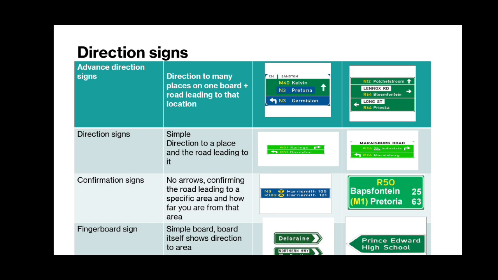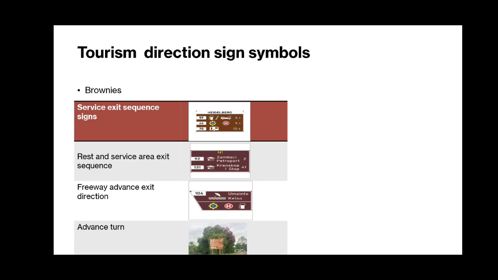Okay, so the color code: green is for highways and long routes, white is for local roads, and blue is for information or services. Moving on, we have tourism direction signs, what I personally like to call the brownies. These are brown rectangular signs that point towards tourist attractions, natural sites, or recreational areas. They're designed to make traveling educational and enjoyable.